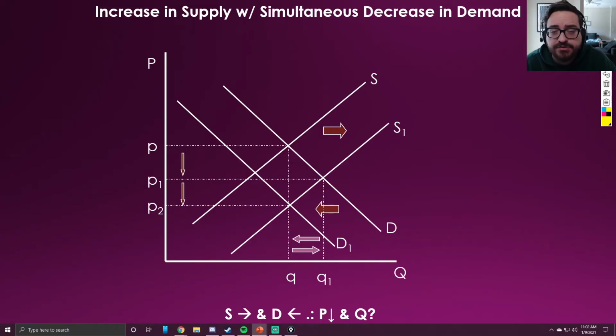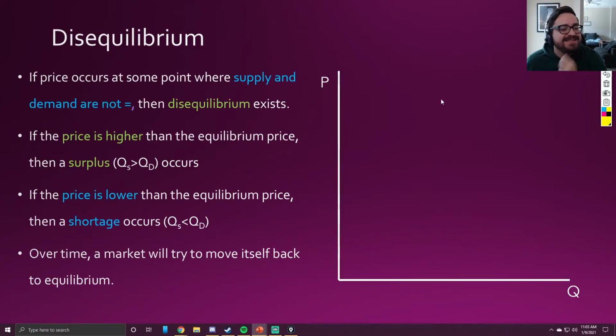And whenever you have two shifts, you end up with some variable becoming indeterminate. If I move both lines in the same direction, price is indeterminate. If I move both lines in opposite directions, it's quantity that's indeterminate. Cool? Cool. Home stretch, last thing.